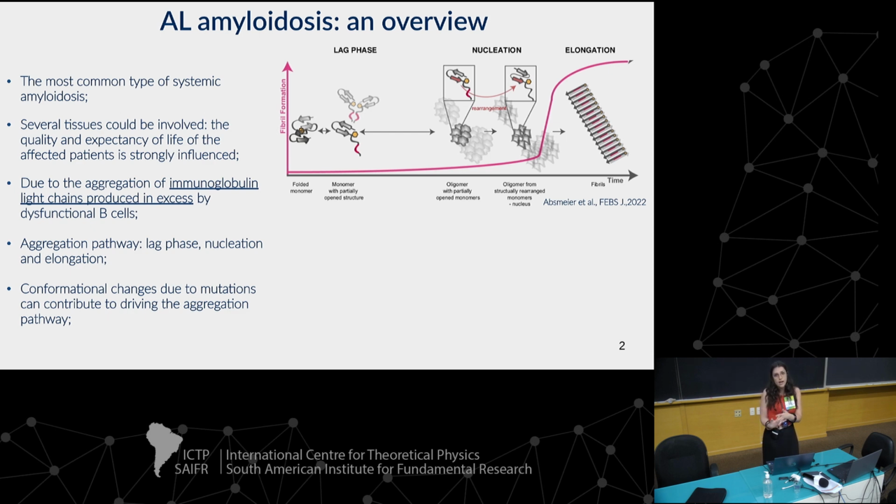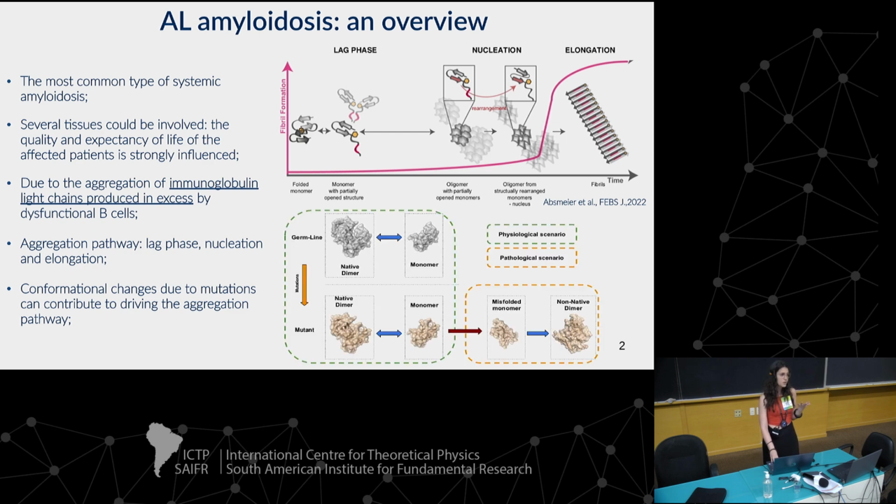And so this is why computation could come in handy, and so why I have a role here. What mainly drives conformational changes is mutations. But in principle, mutations do not necessarily need to be the villain in this story, because you might have germline and mutant sequences related to a monomeric fold, which can be in thermal equilibrium with native dimers. We call them native because they are not involved in any pathological scenario.